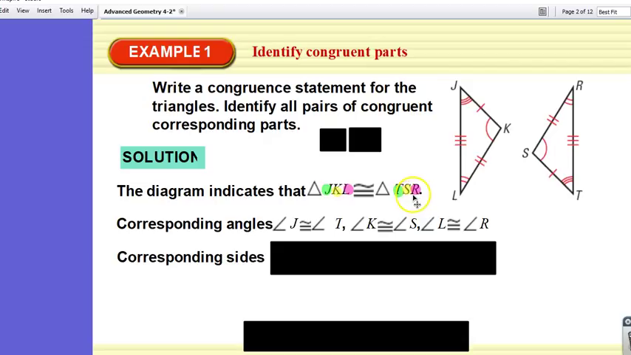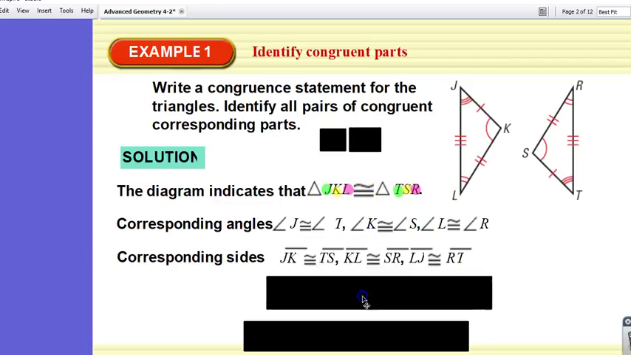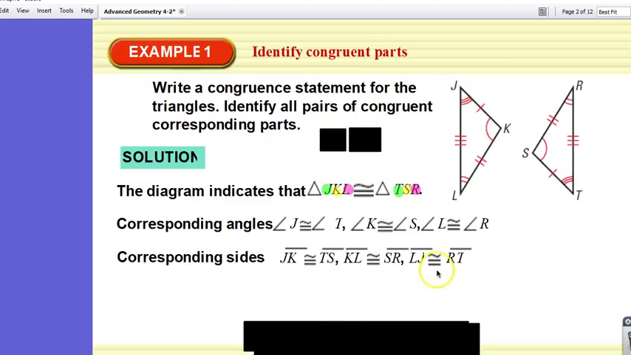congruent to angle R. In terms of sides, without even looking here, I know that side JK is congruent to side TS. KL is congruent to SR. JL is congruent to TR, right? First, second, second, third, first, third. I know that those have to be congruent. Does that make sense, guys? So if you write this properly, then you can fill everything in without even looking at the diagram, which is really super convenient and nice.